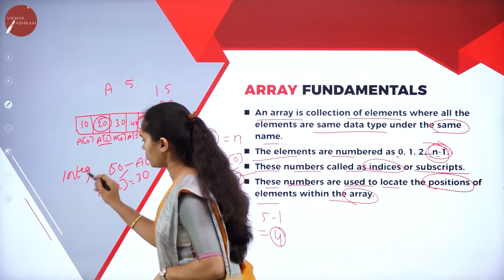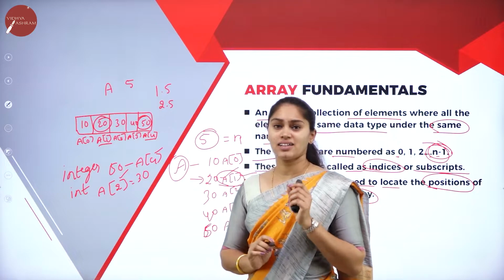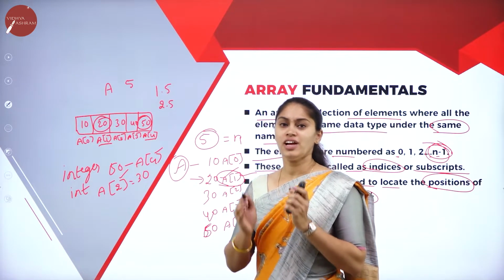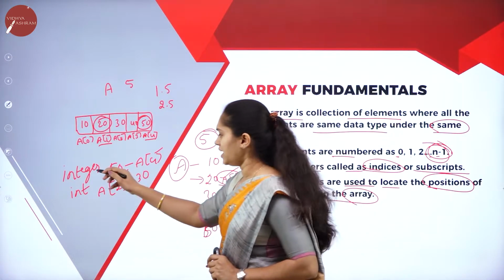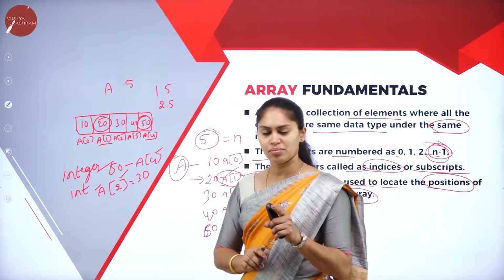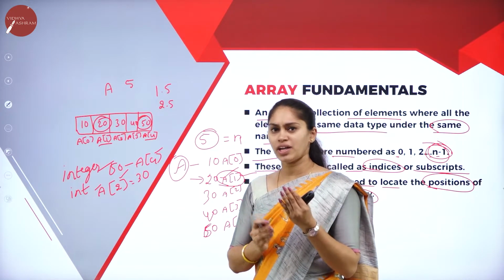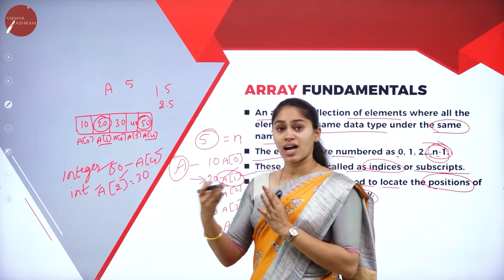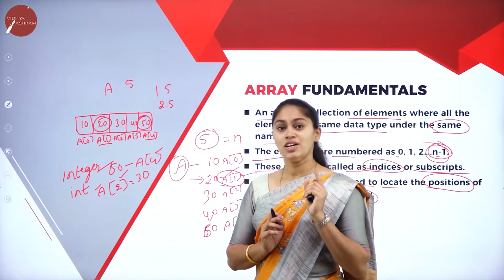Very, very important question for 1 mark. What is the data type of indices or a subscript? It must always be integer, or int. A subscript represents the location of an element in an array. So I cannot give 1.5 or 2.8. We can't give any floating point values. We have to give only whole numbers for the addresses.